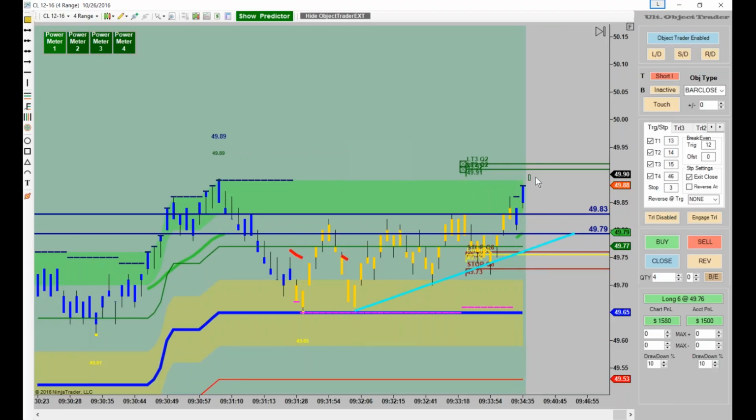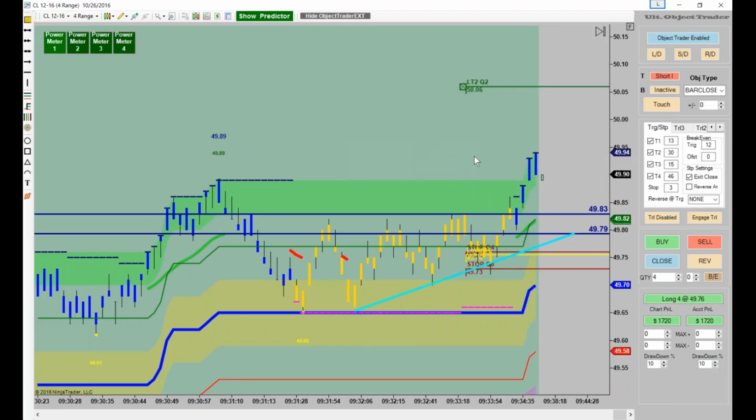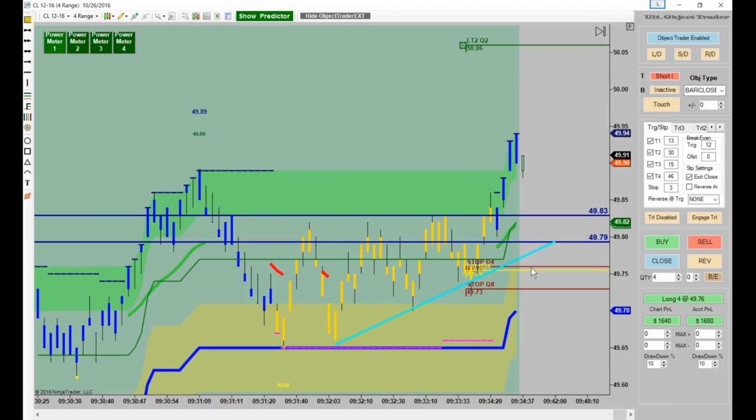Now where would your stop be? Let's get these out of the way for a minute. That looks like a pretty good little run. Everybody see the stop right there? Lightning.